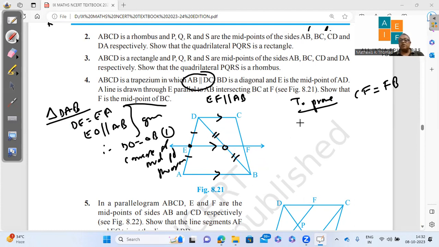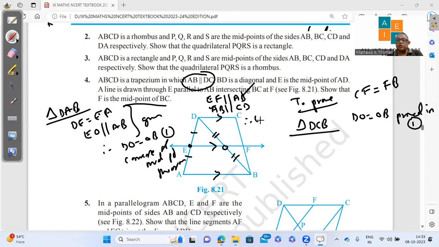Now we go to triangle DCB. Remember, both the midpoint theorem and the converse of the midpoint theorem are valid for triangles. In triangle DCB, DO is equal to OB, which we have just proved in the first part. And OF is going to be parallel to CD. The reason is that AB and CD are parallel, given, and EF and AB are parallel. If you look carefully, AB is common. Therefore, I can say that EF and CD are also parallel.